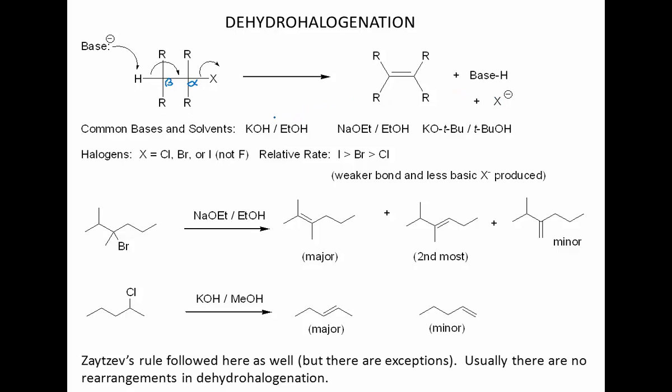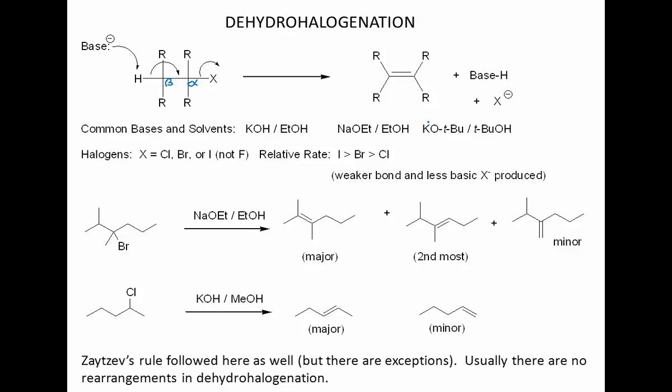All right, so here are some common bases and solvent combinations that you see. Probably the most common one you see is KOH in ethanol, but sometimes you see the alkoxide in ethanol. Here's a more hindered one, potassium t-butoxide in t-butanol, that is employed quite often as well.